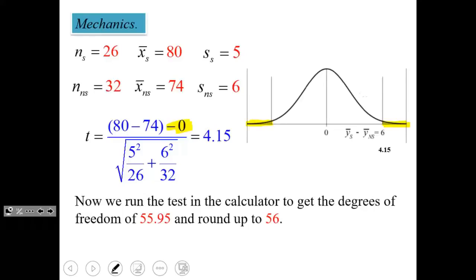But to find our degrees of freedom, we have to use a calculator. Using the calculator, we're going to find that it's 55.95. And we round that up to 56. So we're going to use the t-table for 56 degrees of freedom in order to do this.